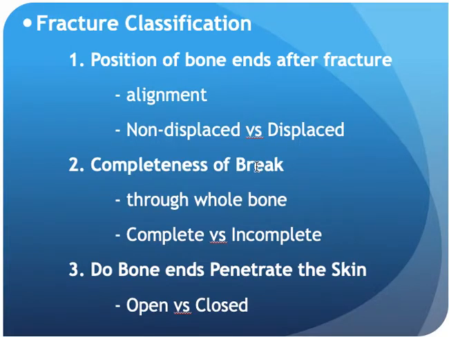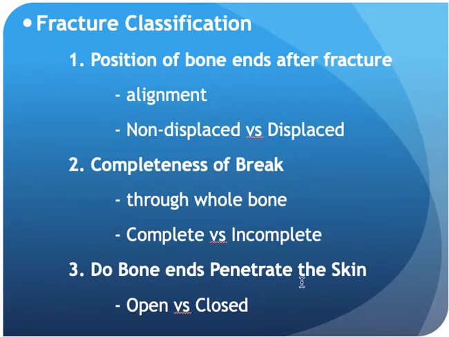Second, we have completeness of the break. This is a break that's either through the whole bone or only through part of the bone. If it's through the whole bone, it's a complete break, obviously much more serious. If it's just through part of the bone, it's considered an incomplete break. The good part about those is that the bone is still aligned, and the healing process is going to be a little faster.